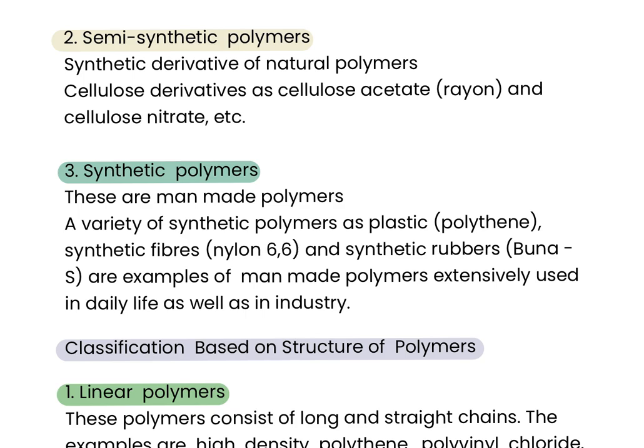Next, the third one, synthetic polymers. These are man-made polymers. A variety of synthetic polymers include plastics, such as polyethylene, synthetic fibers such as nylon 6,6, and synthetic rubbers called Buna S and Buna N. These are examples of man-made polymers extensively used in daily life as well as in industry.